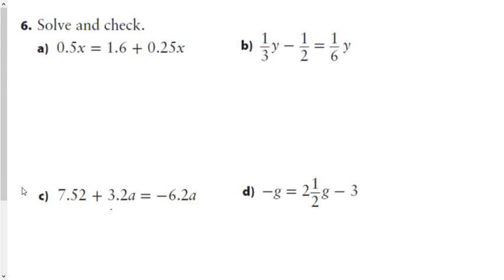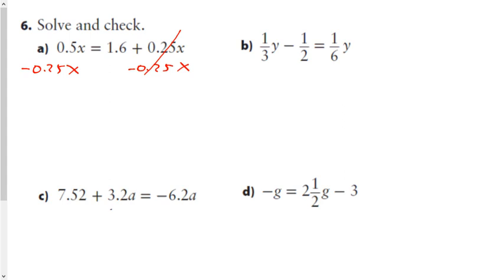Today is Thursday. We're correcting our 8-4 on variables on both sides of the equations. We started here at question 6, and we have half of x is equal to 1.6 plus a quarter of x. We said previously, if you have variables on both sides, the easiest thing to do is to remove it from one side of the equation, and it's usually easiest to remove it from the side that has the least amount to keep your coefficients positive.